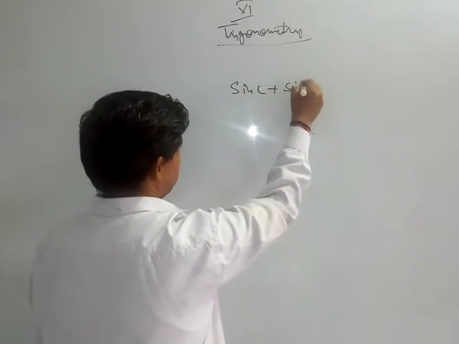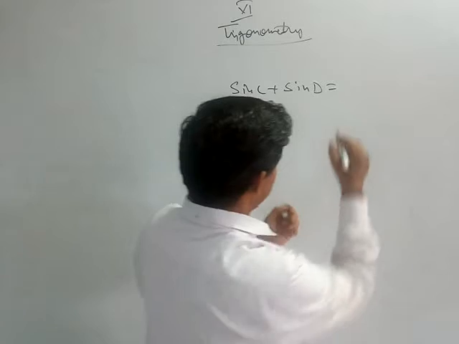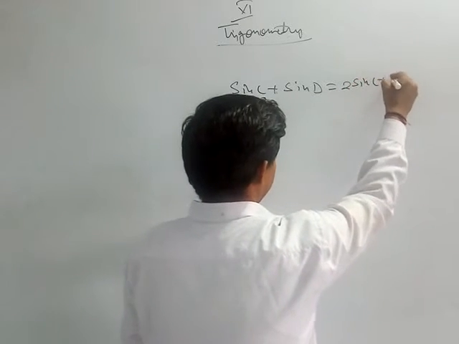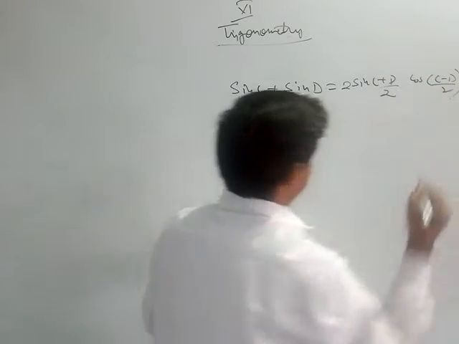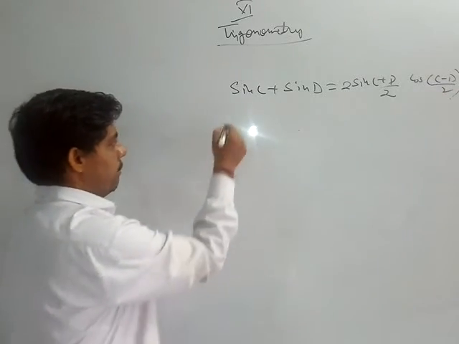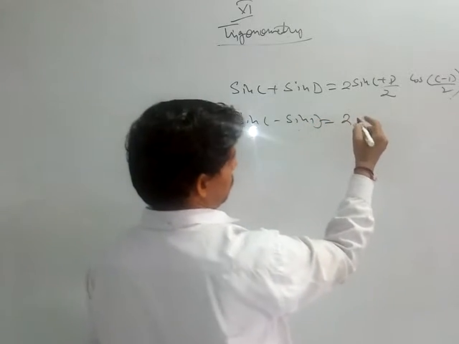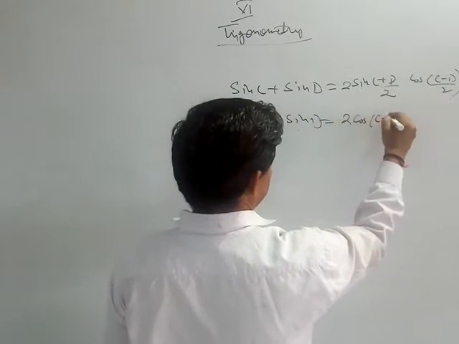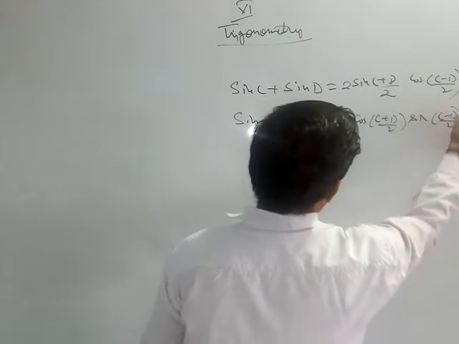sin C plus sin D is equal to, look at this very carefully, we use it in most of the identities, 2 sin (C plus D)/2 cos (C minus D)/2. Then we have sin C minus sin D is equal to 2 cos (C plus D)/2 sin (C minus D)/2.